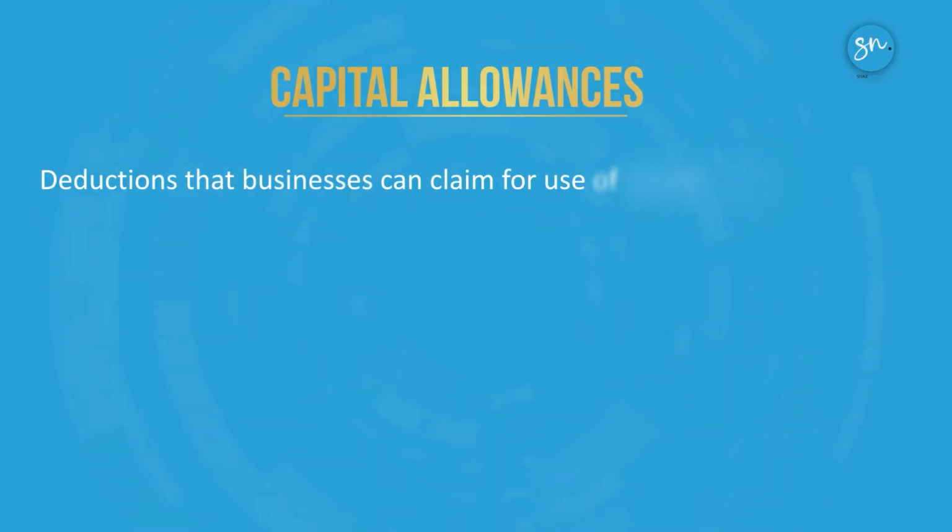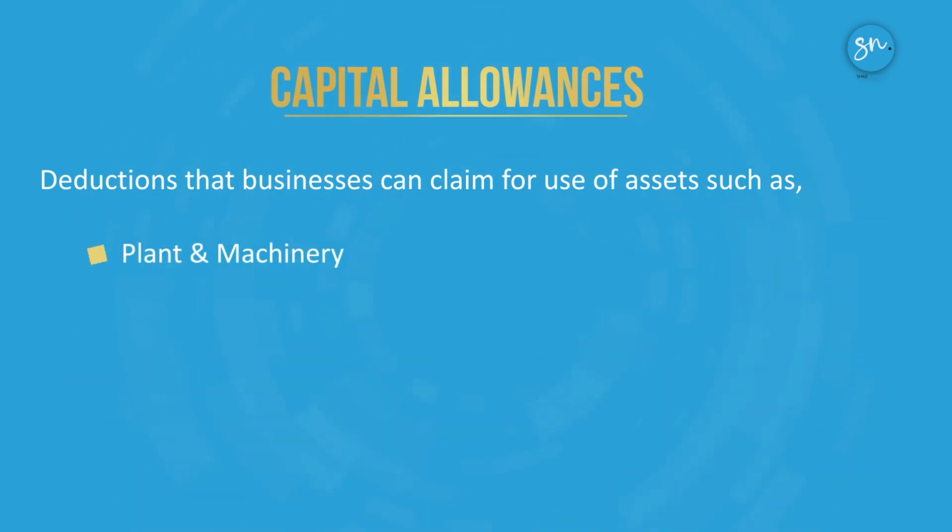A simple definition and purpose. Capital allowances are deductions that businesses can claim for use of assets such as plant and machinery, vehicles, equipment, fixtures, fittings, and so on. The primary goal is to encourage investment by allowing businesses to write off the cost of assets over a certain time period against their taxable income.